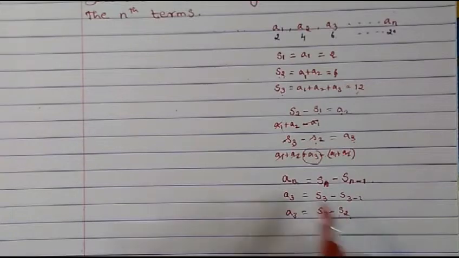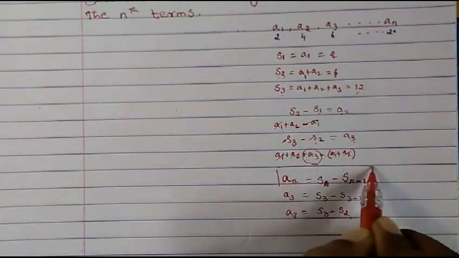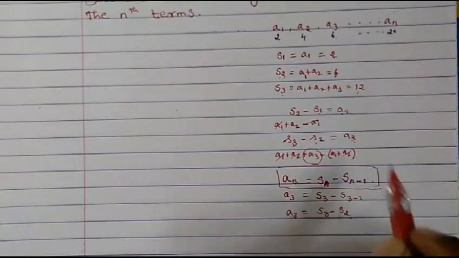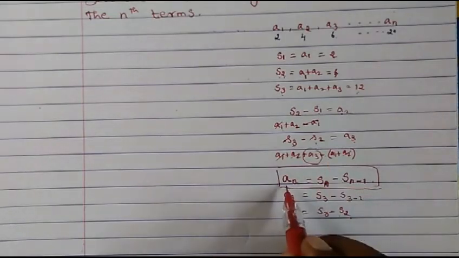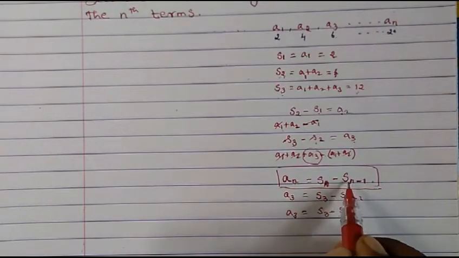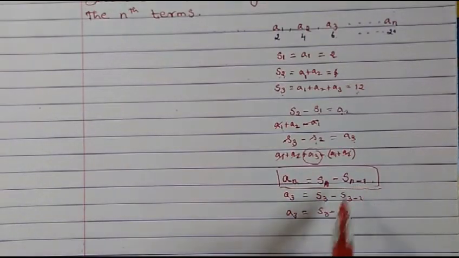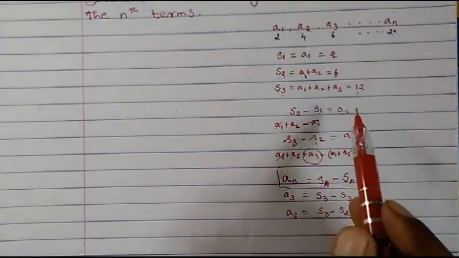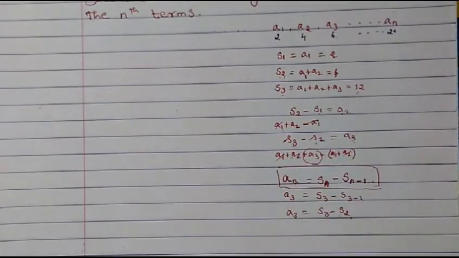So S3 minus S2. So can we consider this as a general formula? So we have derived a formula from here, that is to get any number of terms, from Sn minus Sn minus 1. I hope this part is clear to you. So once this is clear to you, now let's come to the question.